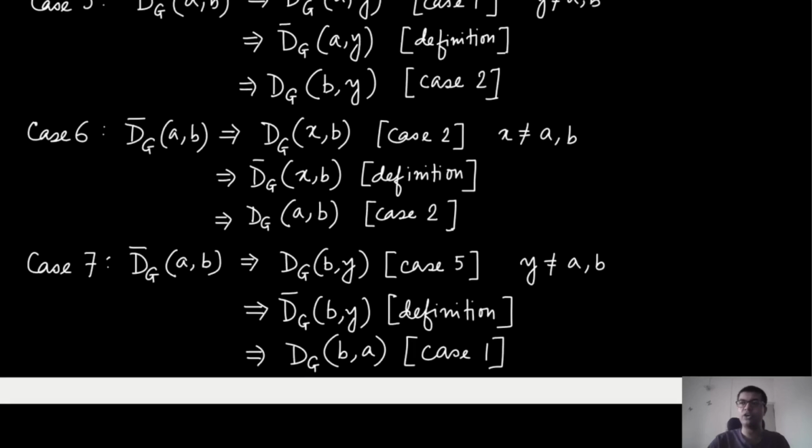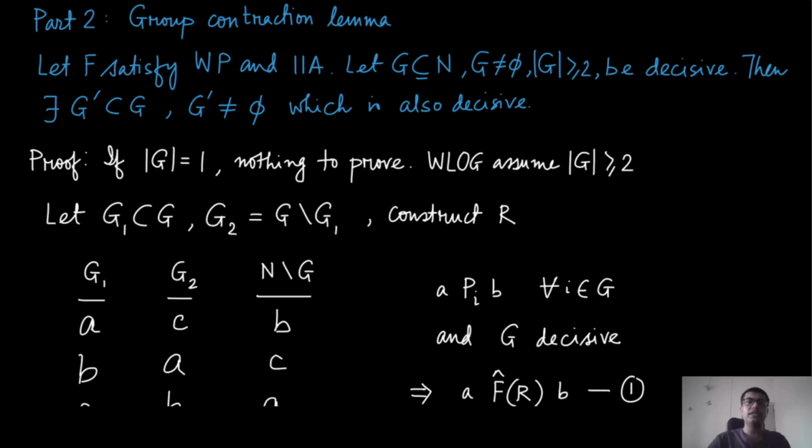So if you have a group which is decisive, or almost decisive, over any pair of alternatives A and B, then it is decisive over all possible pairs of alternatives. This is really very remarkable. So let us now look at the other part of this proof, which is the group contraction lemma.